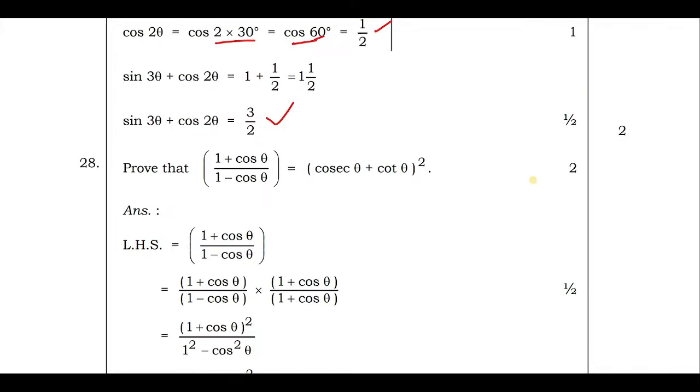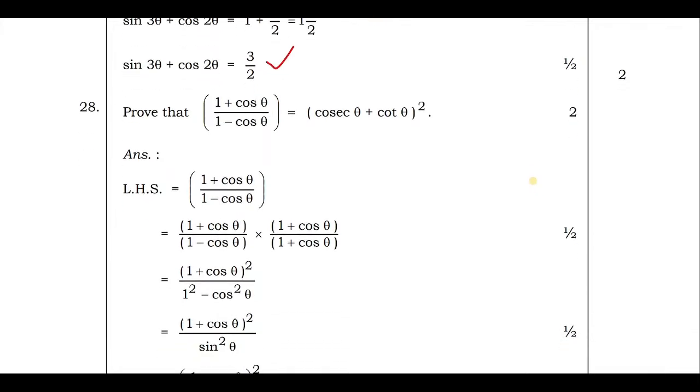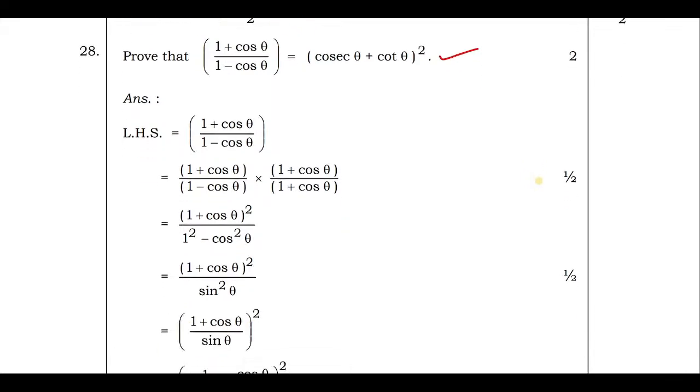Now moving to question number 28. Prove that 1 plus cos theta divided by 1 minus cos theta equals cosecant theta plus cot theta whole square. Take LHS, 1 plus cos theta by 1 minus cos theta. Now rationalize the denominator. 1 minus cos theta, change the sign, minus becomes plus, and multiply and divide by 1 plus cos theta by 1 plus cos theta.